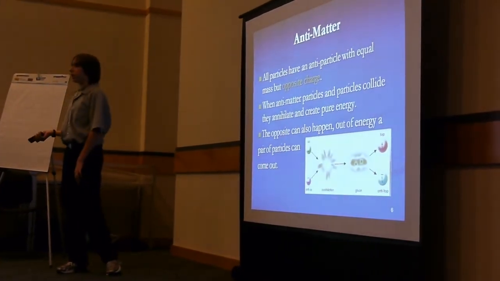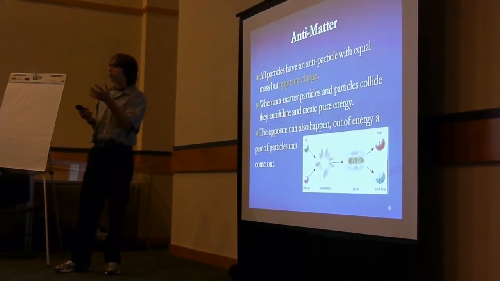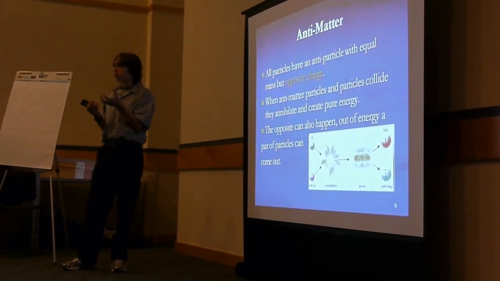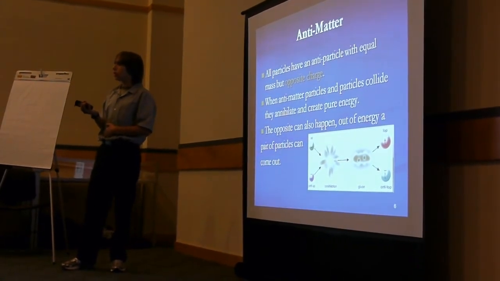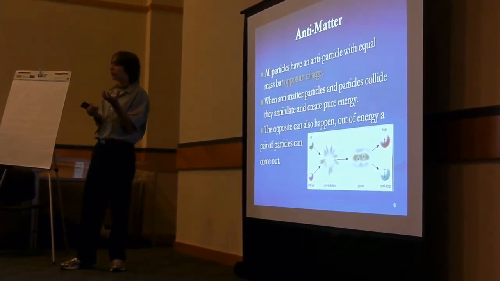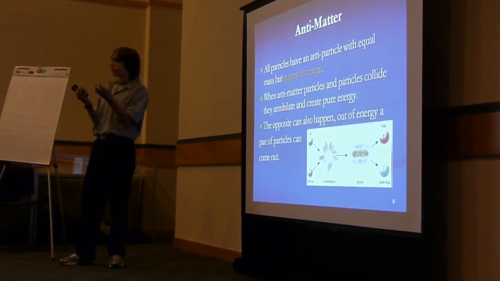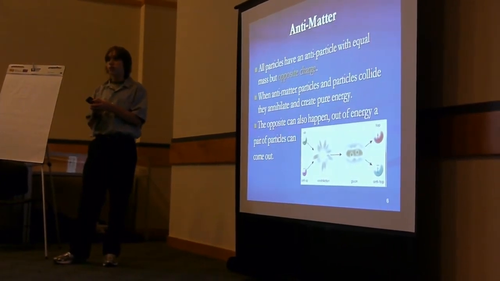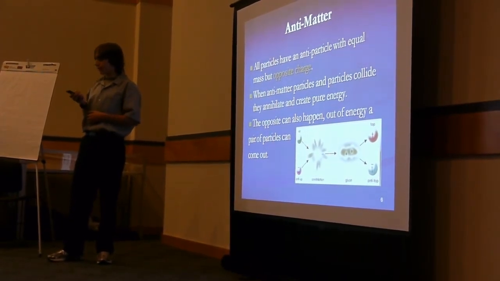So what is antimatter? If I'll give you an example, an electron has a negative charge, and an antiparticle to the electron, which is called a positron, is a particle with the same exact mass as an electron, but has a completely opposite charge. It has a +1 as opposed to a negative 1. When a particle such as an electron and an antiparticle such as a positron come together, they annihilate and turn into pure energy. The opposite can also happen. Out of energy, you can get a particle-antiparticle pair.